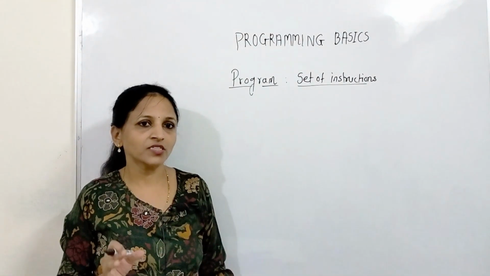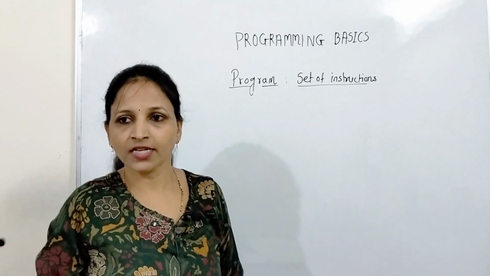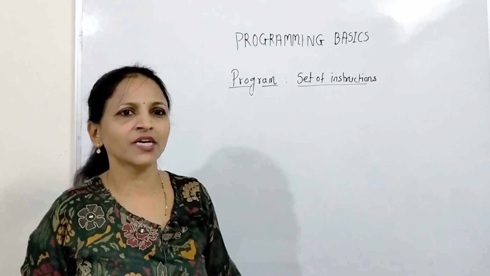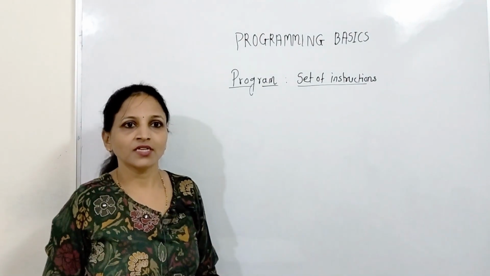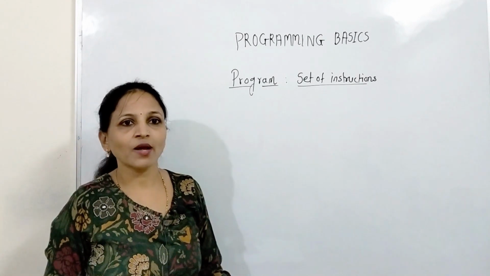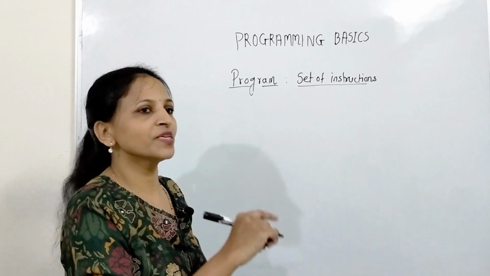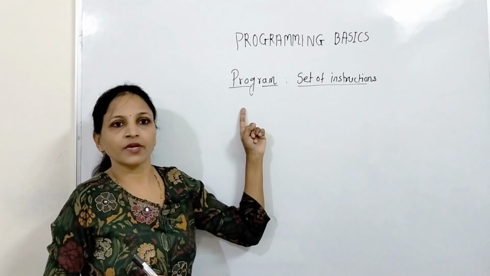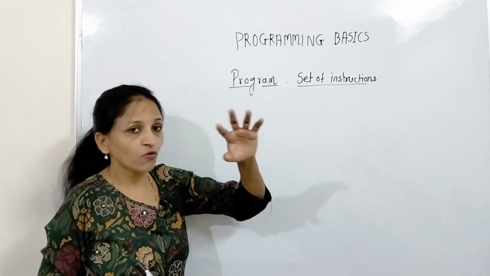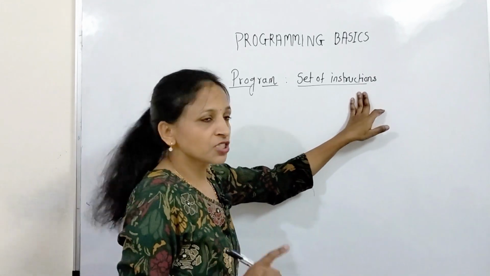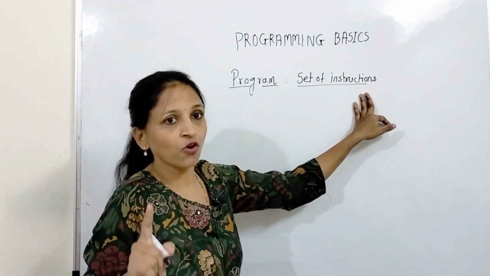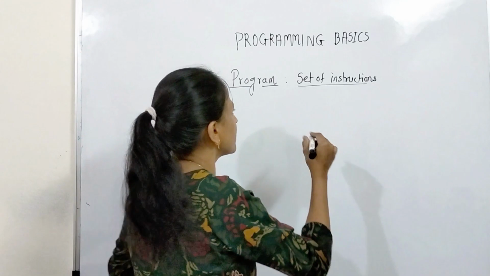Now what is the intermediary in between that English and machine language? That is nothing but a programming language. In that programming language you are giving instructions to the computer system, and that set of instructions is nothing but a program. One more thing, we have already discussed that all those instructions you are writing should follow a particular sequence.